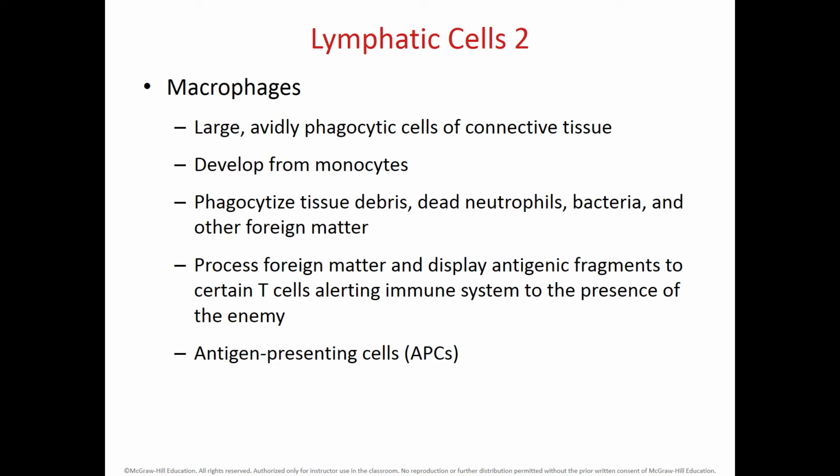Macrophages are also part of the lymphatic cells, and these are large cells that derive from monocytes. And they get activated when they are exposed to antigens, and then they become enlarged, and then they will start phagocytosing, or eating up tissue debris, dead neutrophils, bacteria, and foreign matter. So they are kind of the janitor cells.